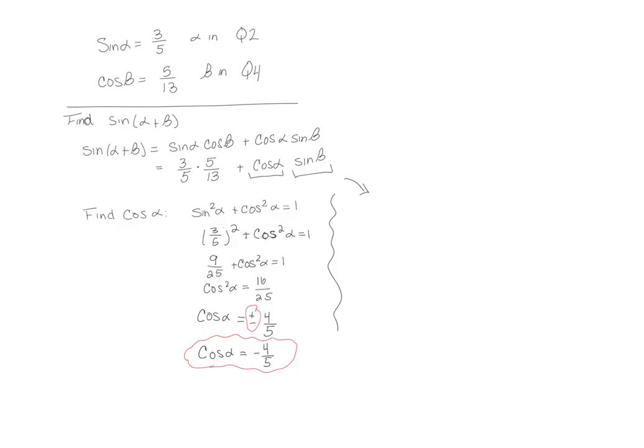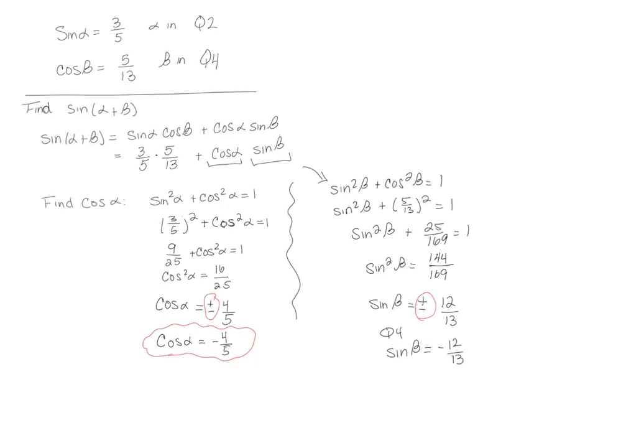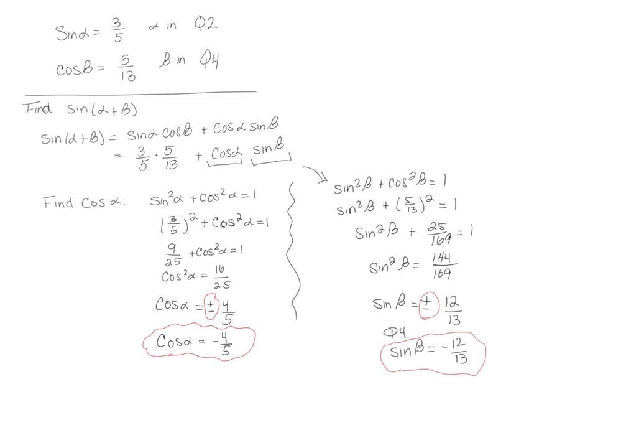And then try finding sine of beta, also using the Pythagorean identity. So similarly, we use the Pythagorean identity to find sine of beta because we know cosine of beta. Watch out at the end there. When you take the square root of both sides, you get a plus and a minus. We know that beta is in quadrant 4, so that's how we know that the sine of beta is -12/13.